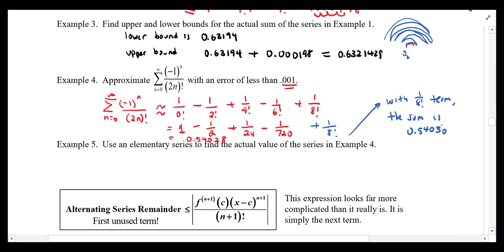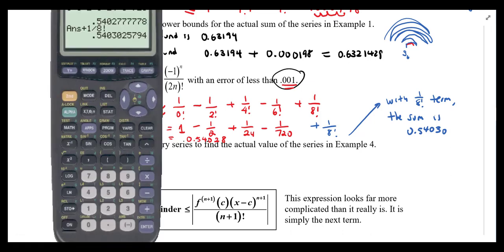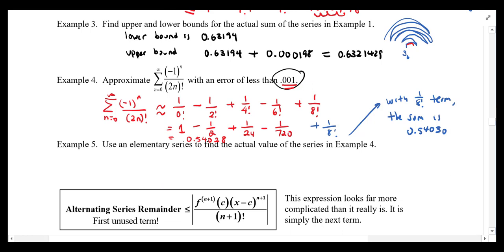Now remember, I'm looking for an error that's less than 0.001, and if you actually went and just did 1 over 8 factorial, you'll see that its value is actually less than 0.001. Which means I didn't really need this little term here. I could have just estimated it up to this term and been good with an error that's less than 0.001.